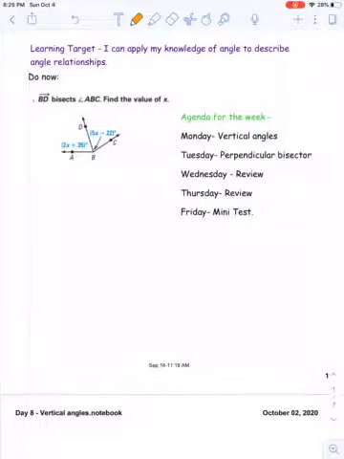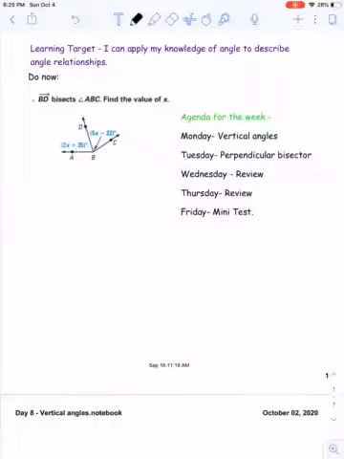All right. So right now, I want you to pause me, and I want you to try to solve the do now problem. So the do now problem says, BD bisects angle ABC. Find the value of x.